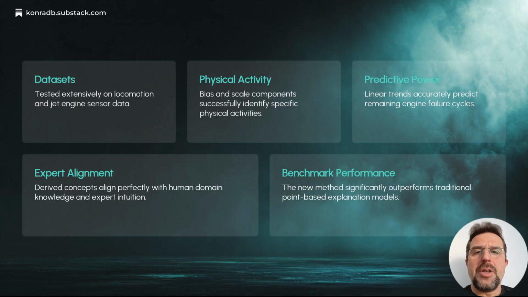We tried this on two real problems. One was tracking how people move using knee sensors. The AI used the knee angle and movement size to tell if someone was sitting or walking. The other was predicting when a jet engine will break. The AI mostly looked for a steady drop in pressure. These are things a human expert would check too. It shows the model is actually learning things that make sense in the physical world.